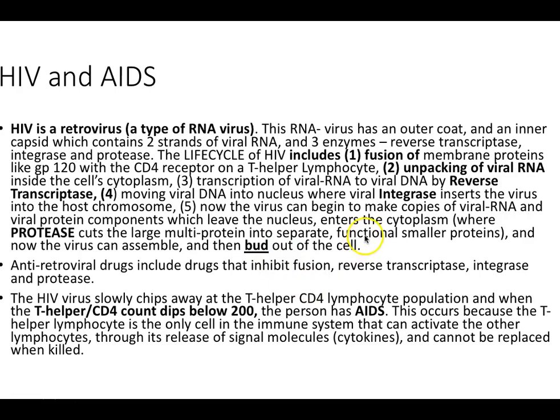I'm not going to ask you about antiretroviral drugs. I do want you to know that the tipping point for a person who has been infected is, they're going to seem fine for several years, and then the tipping point is below 200 for the T helper, and then the person acquires an immune deficiency.